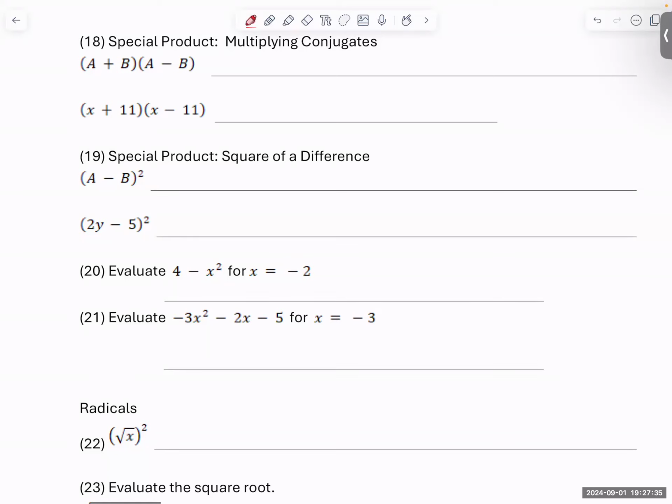If we FOIL and multiply the first terms, A times A, we get A squared. The outer product is minus A times B, and the inner product is plus BA, which is the same as A times B. And the last product is minus B squared. So the outer product and inner product are opposites and add to 0, or cancel out. So the final result is A squared minus B squared, called the difference of two squares.